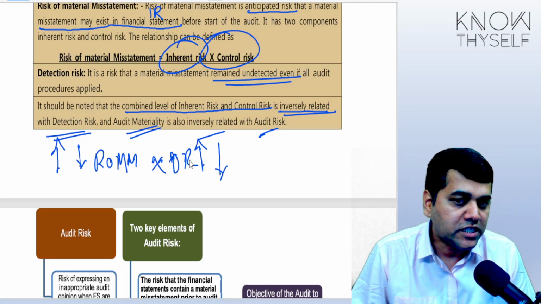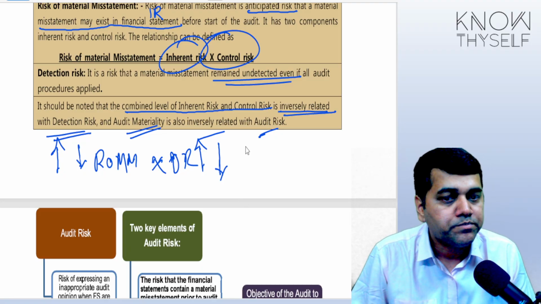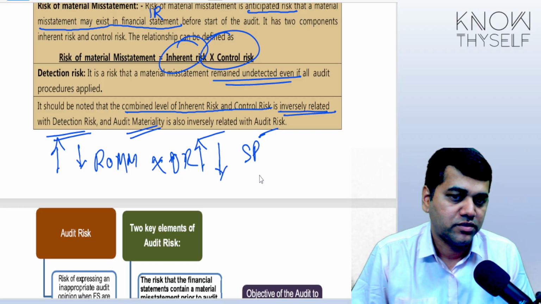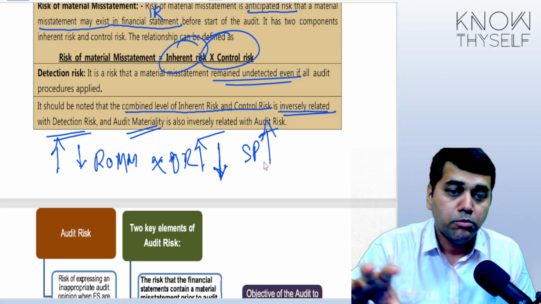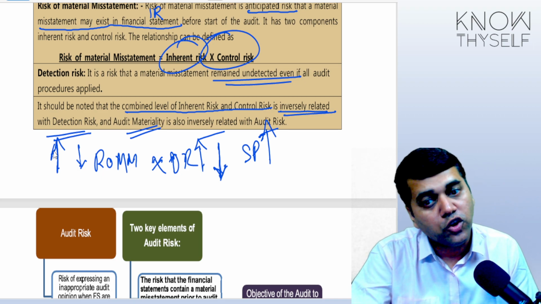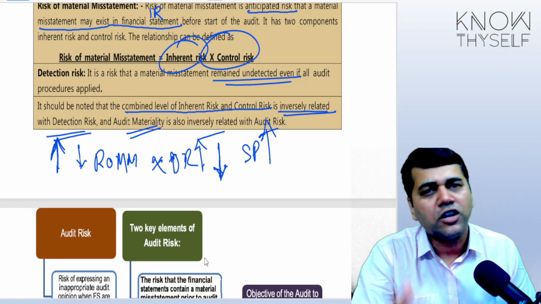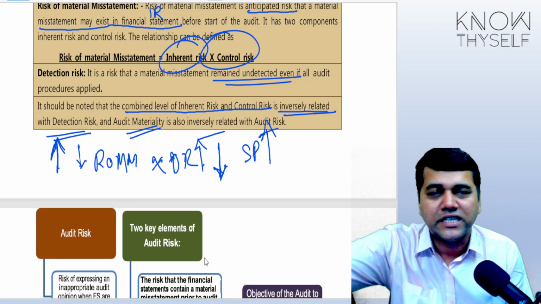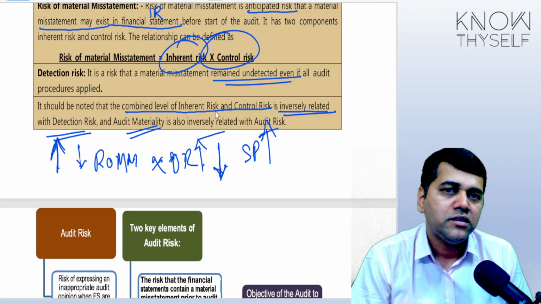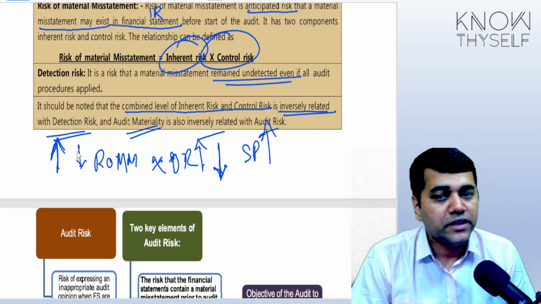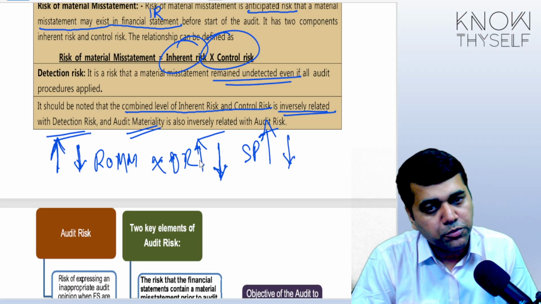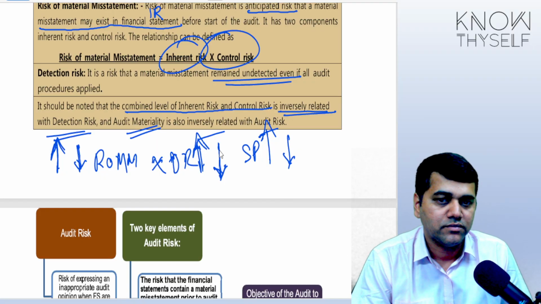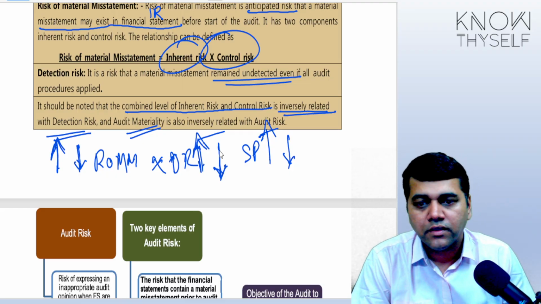So automatically your detection risk will fall down. Why? Because detection risk has an inverse relationship with the substantive procedures. The more substantive procedures you perform, the less is the detection risk. More substantive procedures you perform when the ROMM is very high. These extra things, like testing on your friends or sending to the lab, are not required if the risk is very low. Since you perform less substantive procedures, detection risk is going to increase. I hope it's clear.